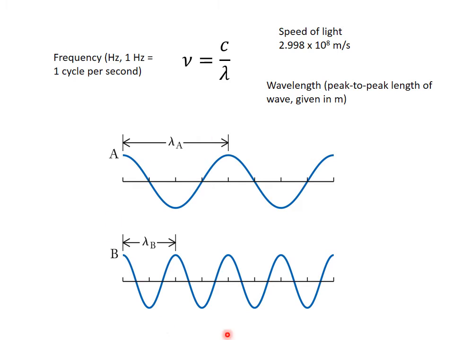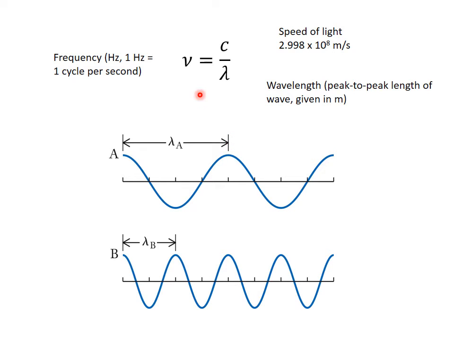Here we have two light waves drawn below. Light waves travel at a constant speed, the speed of light, 2.998 times 10 to the 8th meters per second. And there are two important variable values about light that you need to know. The first is the wavelength. This is given by the Greek letter lambda. The wavelength is the peak-to-peak length of the wave, usually given in meters.